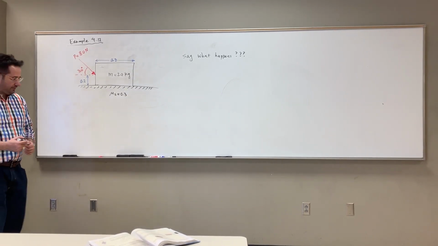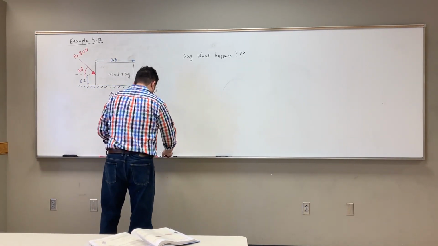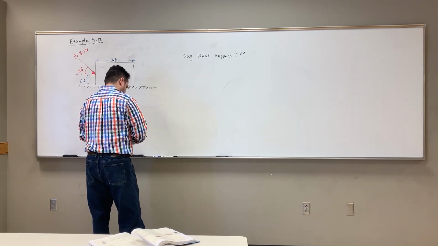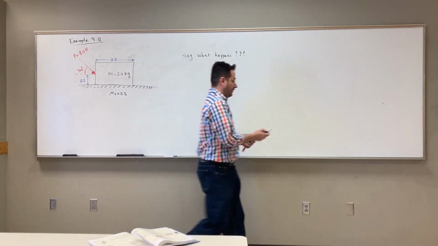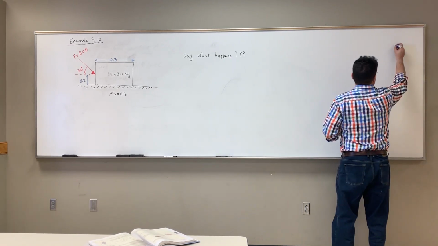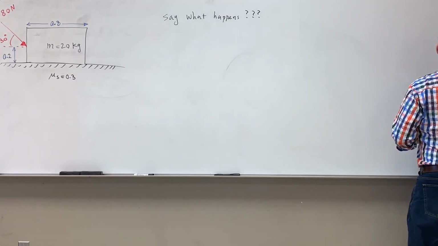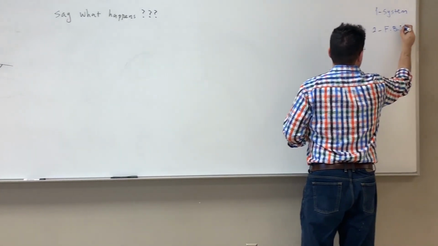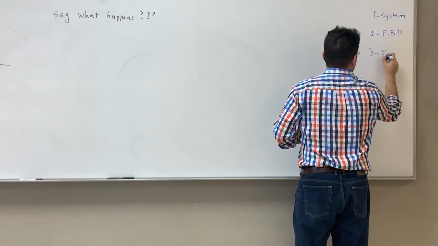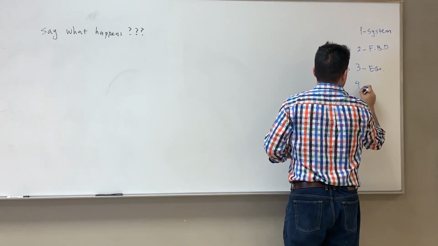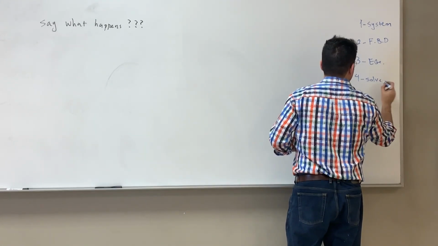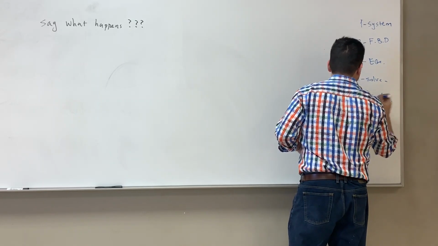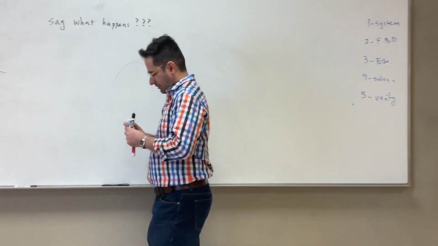So what should we do? Every time I want to solve a problem, I have to show my 5 steps: choose the system, draw the FBD, draw the region, solve the equations, and then verify the results. So those are all the steps I need to take.